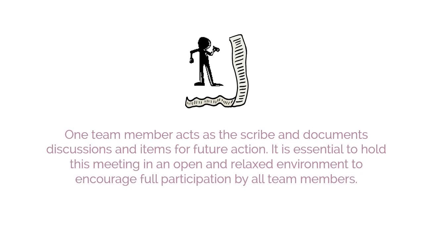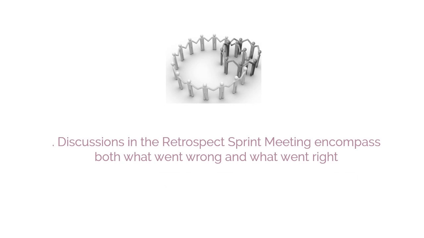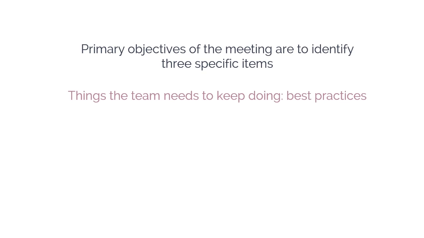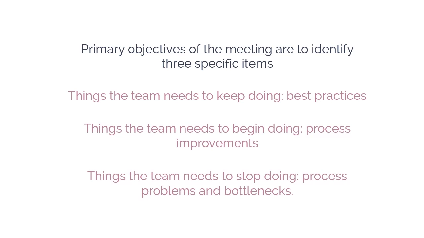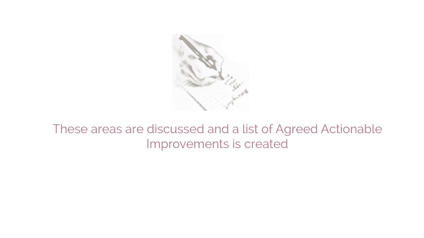It is essential to hold this meeting in an open and relaxed environment to encourage full participation by all team members. Discussions in the Retrospect Sprint Meeting encompass both what went wrong and what went right. Primary objectives of the meeting are to identify 3 specific items, namely, things the team needs to keep doing, best practices, things the team needs to begin doing, process improvements, and things the team needs to stop doing, process problems and bottlenecks. These areas are discussed and a list of agreed actionable improvements is created.